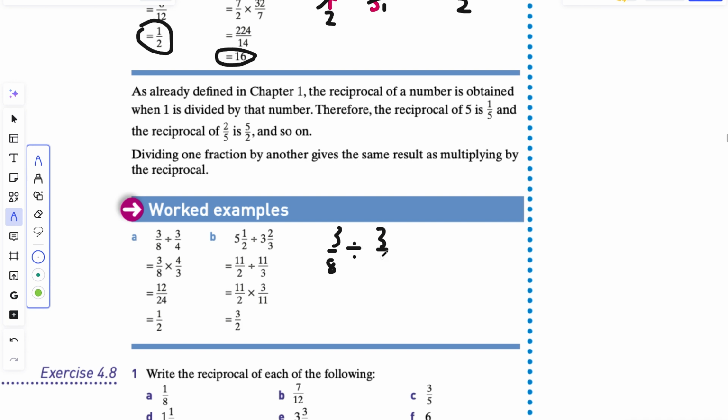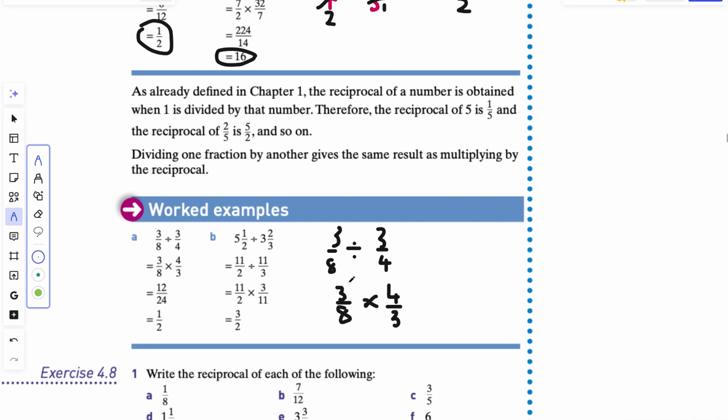Okay, in division, what we do is to change this one to multiplication and flip the right one. So we say 3 over 8 times, and we flip this one. So the denominator becomes the numerator. 4 will be on top now, not at the bottom, and 3 will be at the bottom. So once you do this, you've changed the division to multiplication.